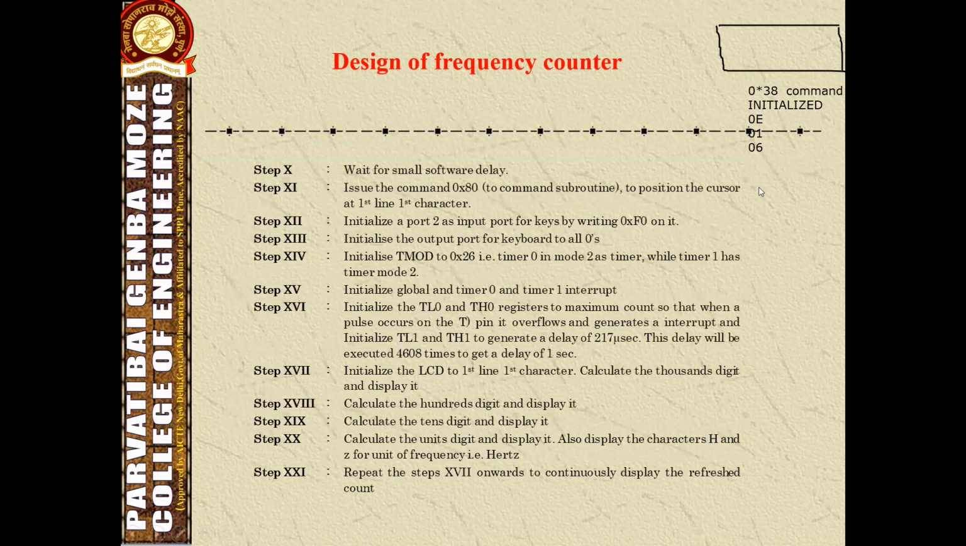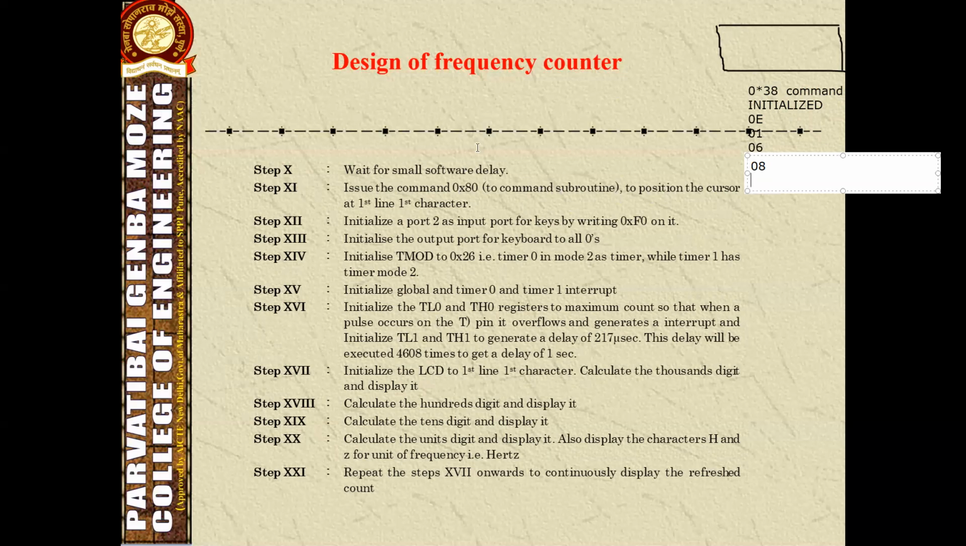Then what will happen here? We have to send the code 80. After some time, we have to issue this code to the command subroutine to position the cursor at the first line and first character. To position the cursor here, first line and first character is where we want to print.